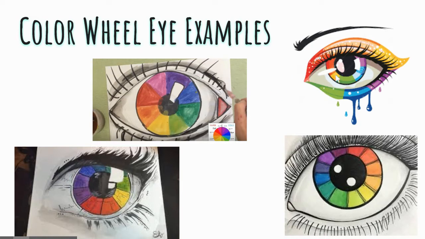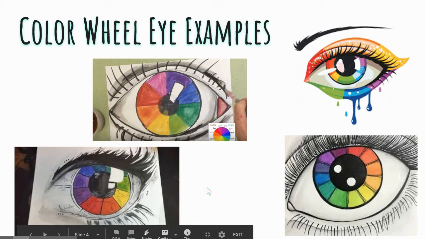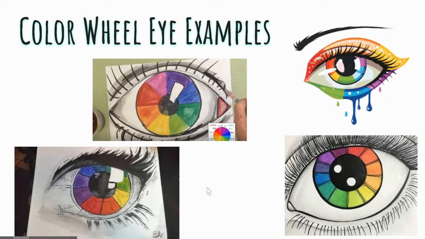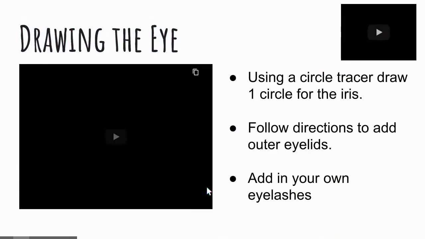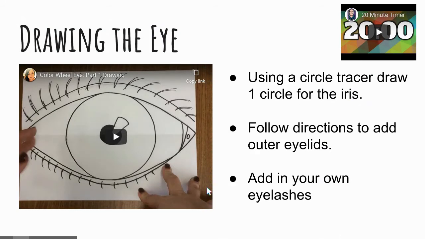So the iris is what's around your pupil. And instead of having brown, green, blue, hazel, all those different names that people have for their eye colors, we're going to use it as our color wheel. So you guys are going to practice making your own color wheel in an eye. So today we're going to be drawing our eye itself, and the color wheel.